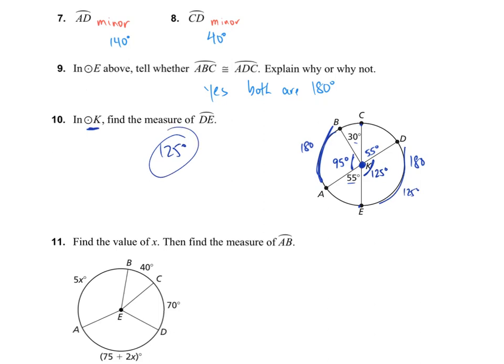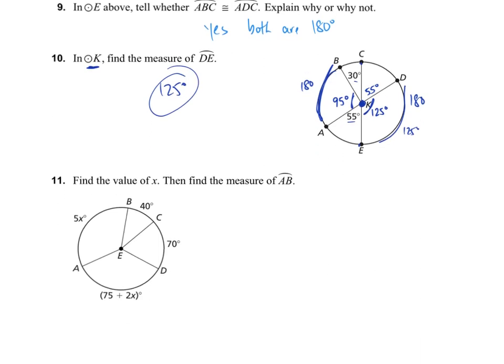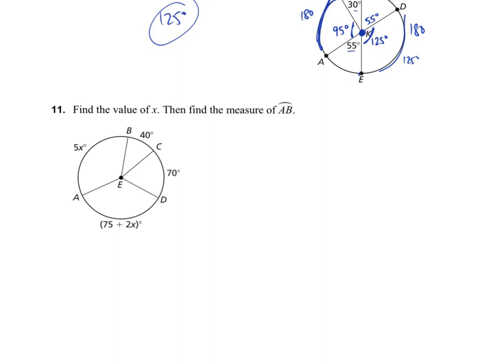Okay, find the value of x. So let's take a look at this. Let's move this up. And this is our last problem here. Then find the measure of arc AB. So to find the value of x, I'm just going to go through and tell you what I know about this whole circle. I know that this is 40 in here. If this is 7x plus 2, that's 70. And this is 5x, so that'll be 5x inside.